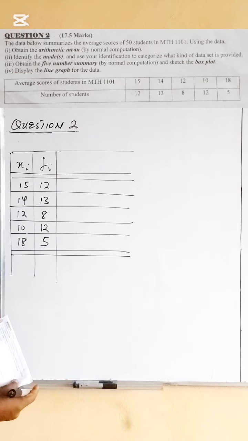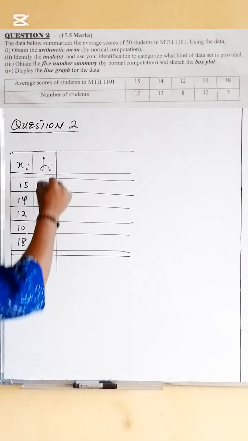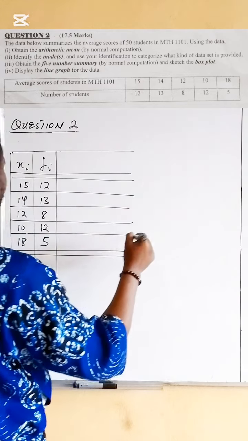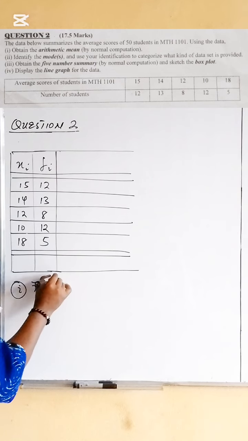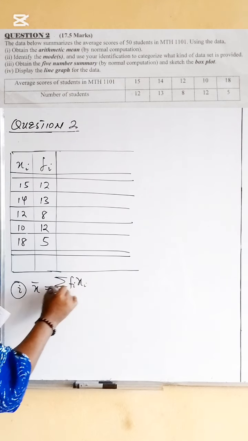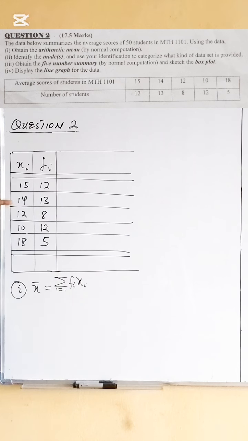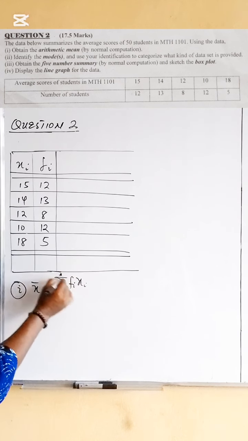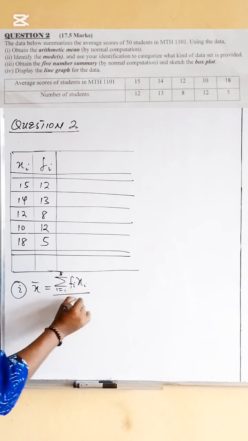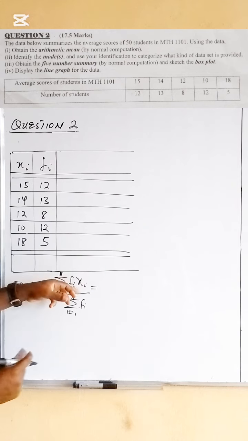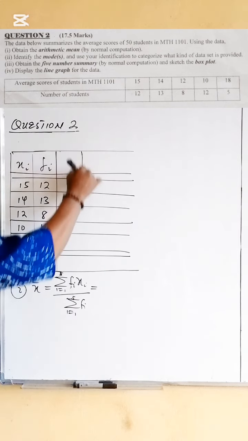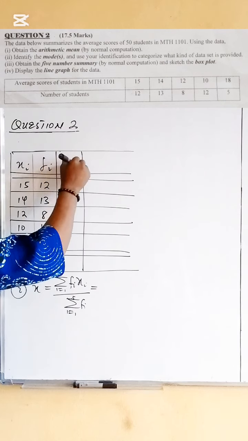Now, I'm asked to get my arithmetic mean by the normal computation. So the normal computation means that I'm going to have my arithmetic mean, x bar, computed as summation fi xi from i equals 1 to 5, since there are 1, 2, 3, 4, 5 data entries, all over summation fi from i equals 1 to 5. The next column I'm going to put here is fi xi.